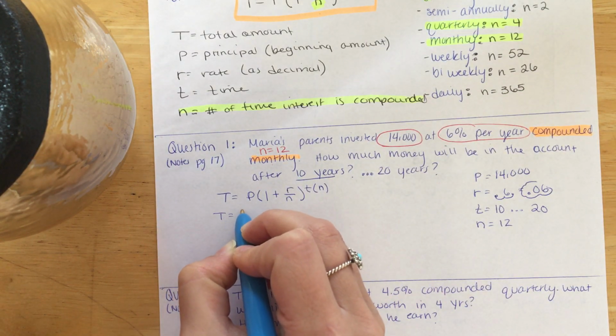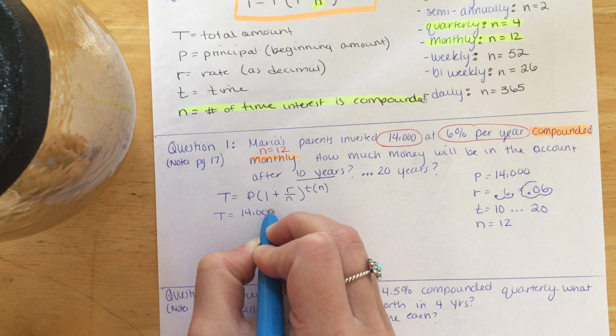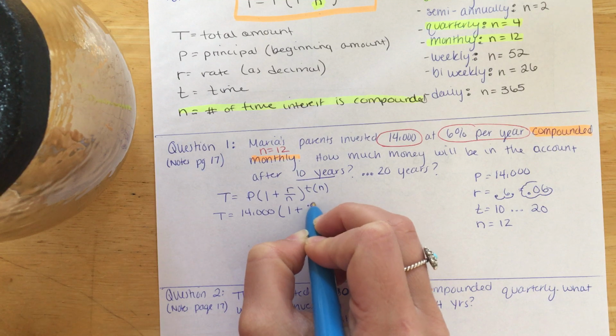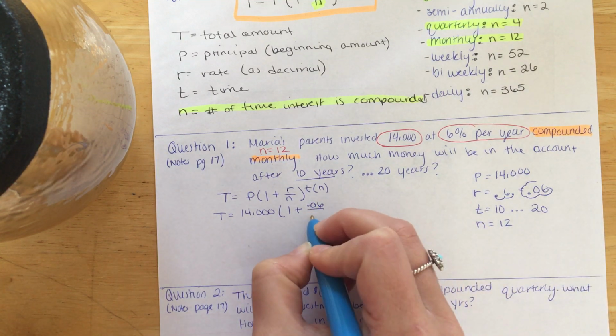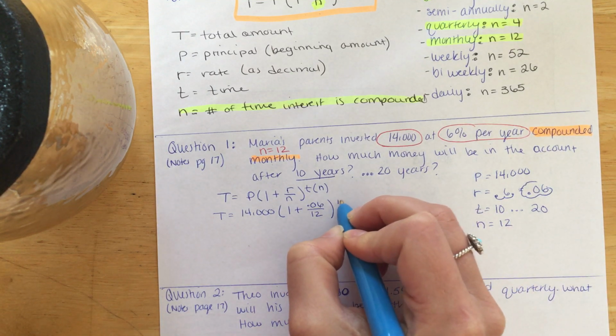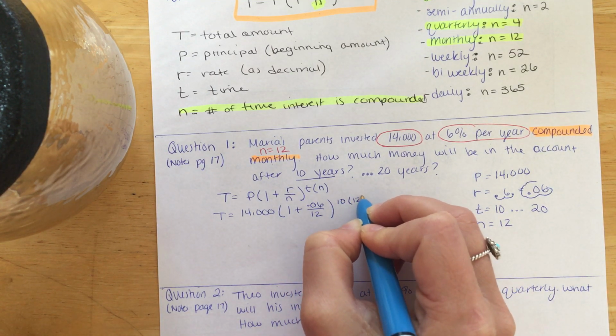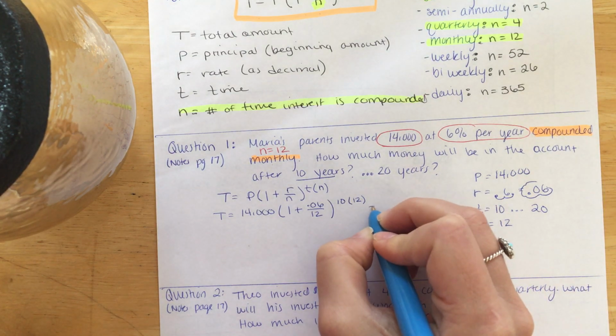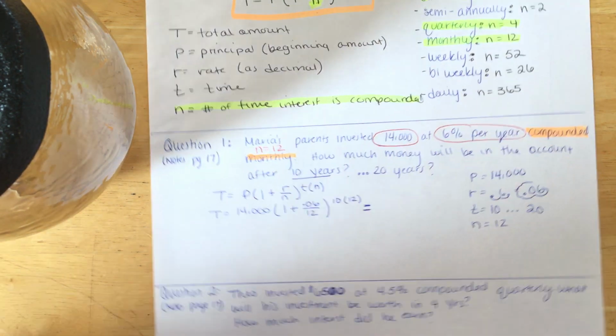T equals 14,000 parentheses 1 plus the rate of 0.06 divided by N, which is 12, all raised to the time. I'm doing the 10 years first, and then times my N, or 12. All right, and then just put that in your calculator and see what we get.